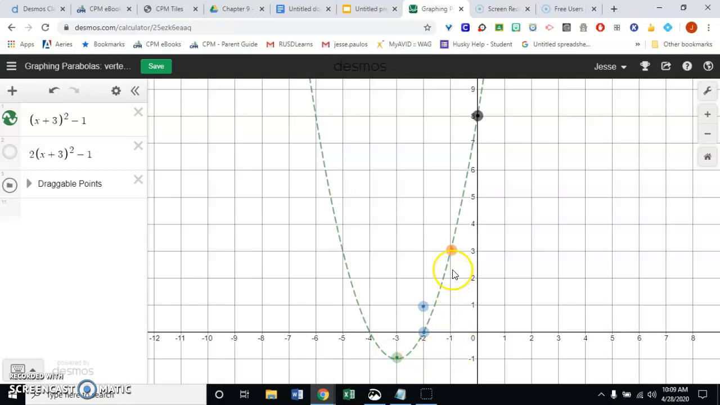Okay, from my vertex, if I go 2 to the right, then I go up 2 squared, which is 4. That's what we did. But that multiplier is going to double it. So instead of going up 4, I go up 8. So here's 4, 5, 6, 7, 8.